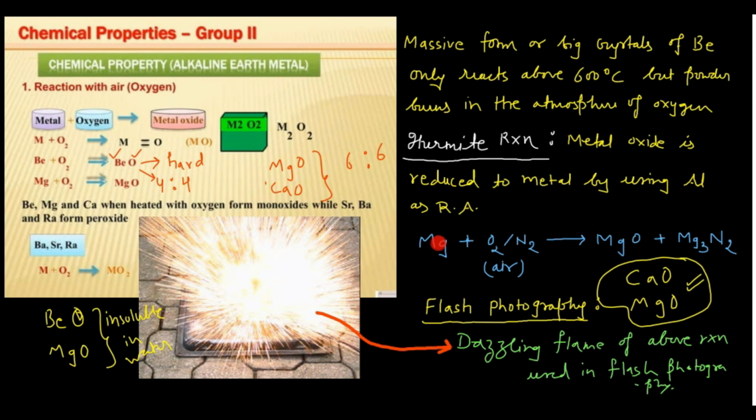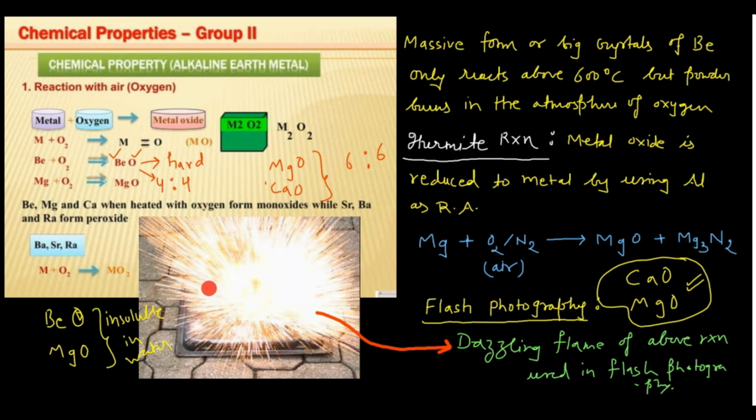Here you can see a very important reaction which I missed explaining. When magnesium reacts with the air, and I already told you a few moments back, this air contains oxygen as well as nitrogen. So when magnesium combines with oxygen, it forms magnesium oxide, and when it combines with nitrogen, it forms magnesium nitride of the type Mg3N2. This reaction is exothermic, and it produces a very shiny, beautiful, dazzling flame. You can see the picture here.